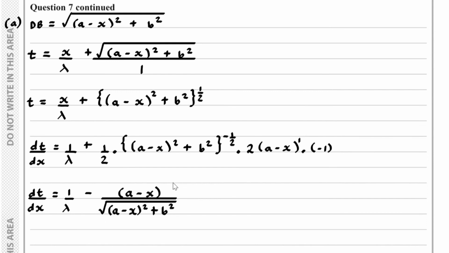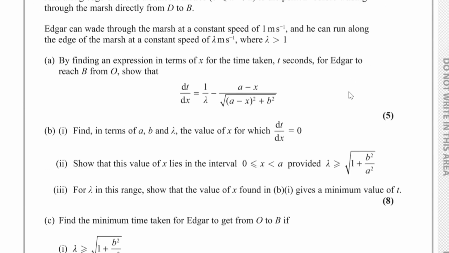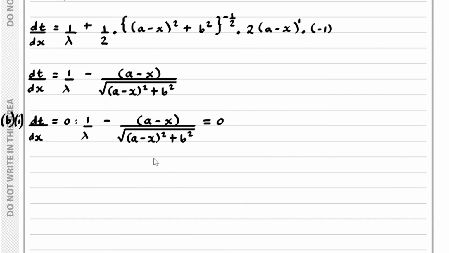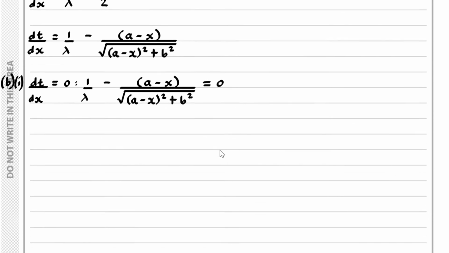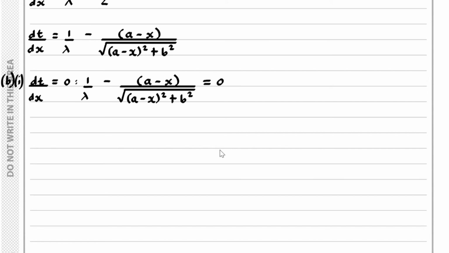And that's exactly what we wanted to show. For part B, for the first part, we've defined in terms of a, b and lambda the value of x for which dt over dx is equal to 0. Well, if we have dt over dx equaling 0, we've got 1 over lambda subtract (a minus x) over the square root of (a minus x) squared plus b squared equaling 0. And what we need to do is find out the value of x.